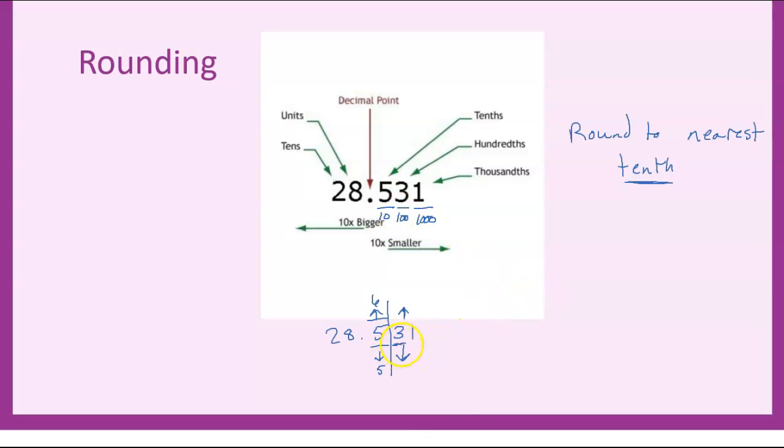Well, we look at this next number and we say if it's 5 or above, we're going to go up. If it's 4 or below, we're going to go down. So this is a 3, that's below 4, so that tells us we're going to go down, and this rounds down to 5. So our full answer here, rounding to the tenths place, is 28.5.